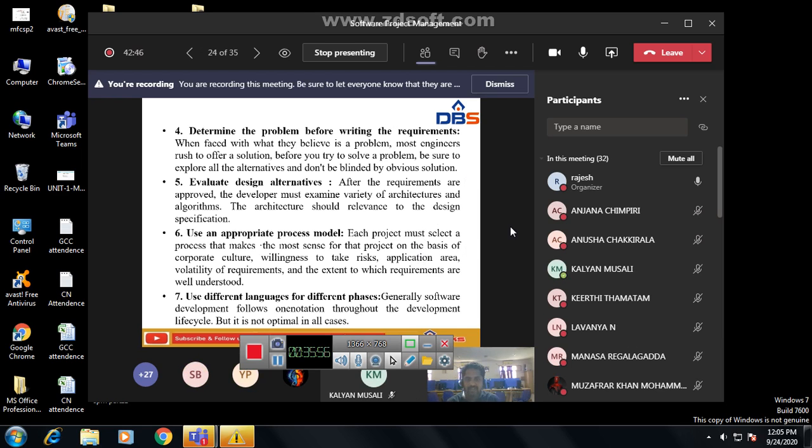Okay, next, use an appropriate process model. సో మనకి డిఫరెంట్ టైప్ ఆఫ్ మోడల్స్ ఉన్నాయి కదండి. వాటర్ఫాల్ మోడల్ కానివ్వండి, స్పైరల్ మోడల్ కానీ, ఇంక్రిమెంట్ మోడల్ కానివ్వండి, ఇటరేటివ్ మోడల్స్ కానివ్వండి. సో అలా మనకి డిఫరెంట్ టైప్ ఆఫ్ మోడల్స్ ఉన్నాయి. ఓకేనా. సో ఈచ్ ప్రాజెక్ట్ మస్ట్ బి సెలెక్ట్ ఏ ప్రాసెస్ దట్ మేక్స్ ద మోస్ట్ సెన్స్ ఫర్ ద project on the basis of the corporate culture, willingness to take risk, application area, volatility of requirements, and the extent to which requirements are understood. సో వీటన్నిటిని బేస్ చేసుకొని మనం ఒక అప్రోప్రియేట్ పర్టికులర్ ప్రాసెస్ మోడల్ని యూస్ చేసుకోవాలి అని చెప్తాం. ఓకేనా. సో మ్యాక్సిమం స్పైరల్ మోడల్ యూస్ చేస్తుంటారు. సో కొన్ని సిచ్యువేషన్స్లో వాటర్ఫాల్ మోడల్.